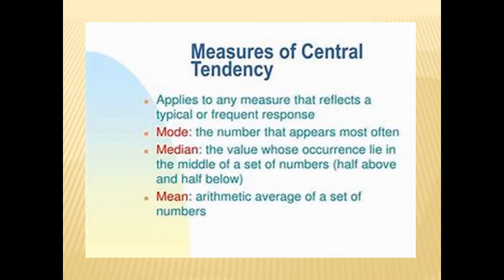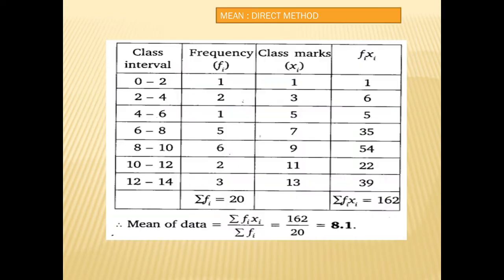Here you can see the measures of central tendency. The measures of central tendency are nothing but mean, median, and mode. Mean is the average of the given numbers or observations. Median is the value of the observation which occurs in the middle when all the numbers are arranged in order. And coming to mode, the mode is the number which appears most frequently.